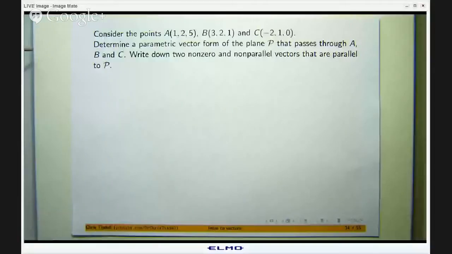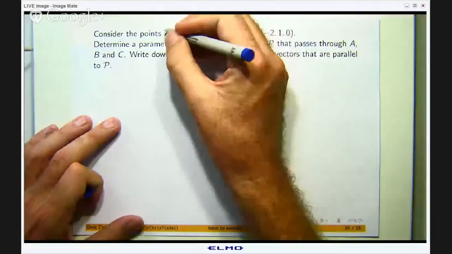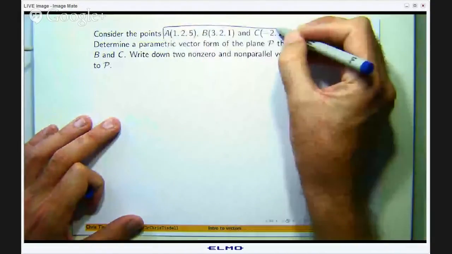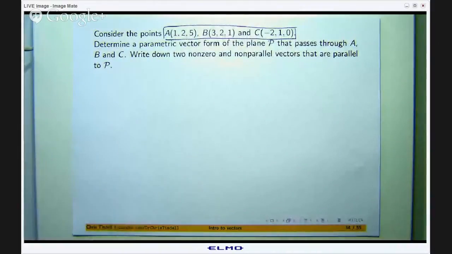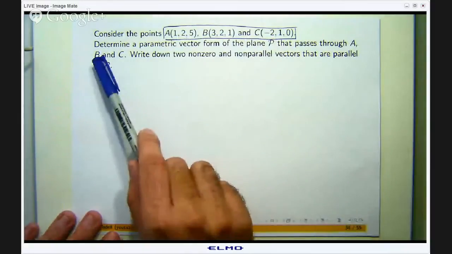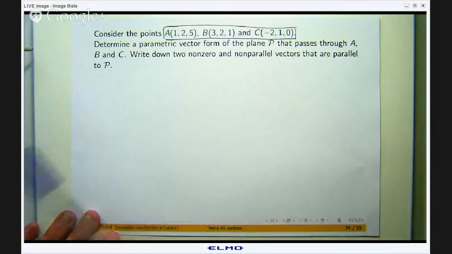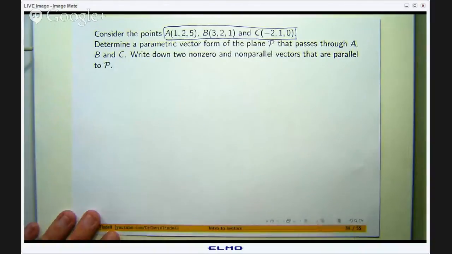Okay, so here's the question that I want to look at. We're given 3 points in three-dimensional space, A, B, and C. And we're asked to determine a parametric vector form of the plane P that passes through A, B, and C. And then write down two non-zero and non-parallel vectors that are parallel to the plane P.